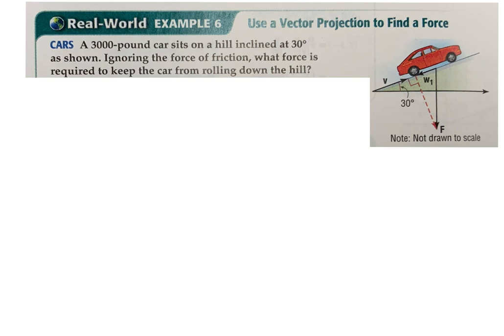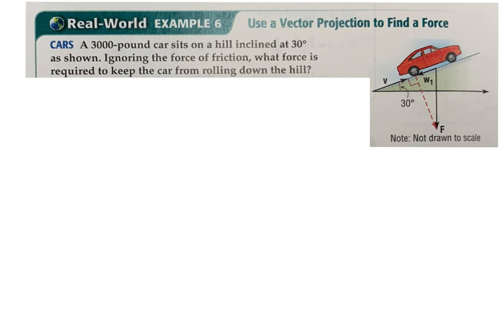We have a 3,000-pound car sitting on a hill, inclined at 30 degrees as shown. Ignoring the force of friction, what force is required to keep the car from rolling down the hill? All right. One vector is given to us by the force of the car. The other one is given to us by the angle of the slope. You're going to assume a unit vector here. By unit, I mean think of the unit circle.